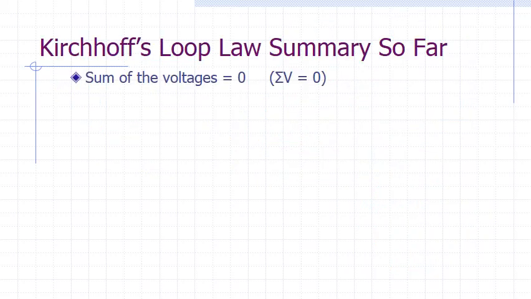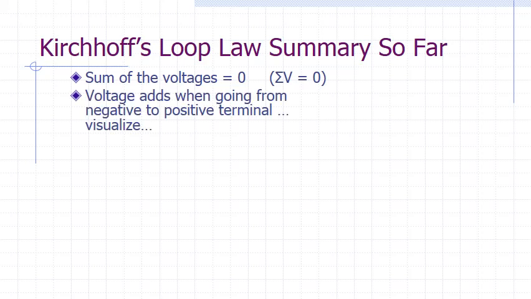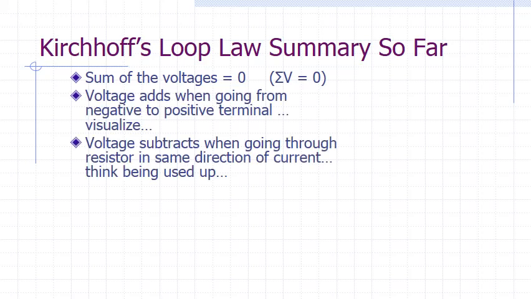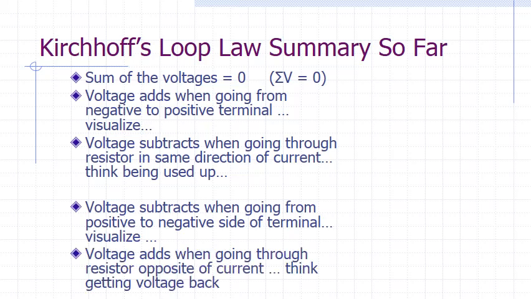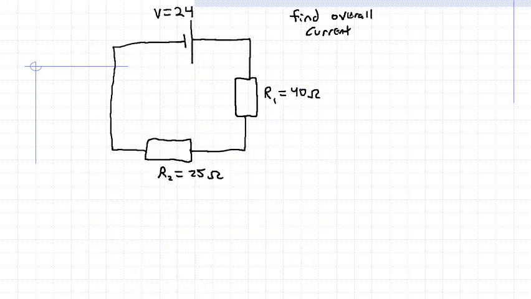So the rules so far: the sum of the voltage is 0. Voltage adds when going from a negative to positive terminal. Voltage subtracts when going through a resistor in the same direction of current. And then voltage subtracts when we're going from positive to negative side. And then voltage adds when we're going through a resistor opposite the direction of the current. So you can think of it like we're getting voltage back.